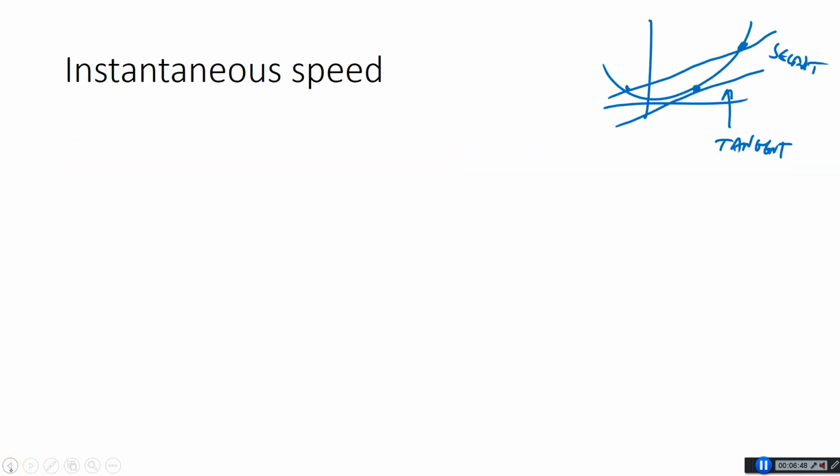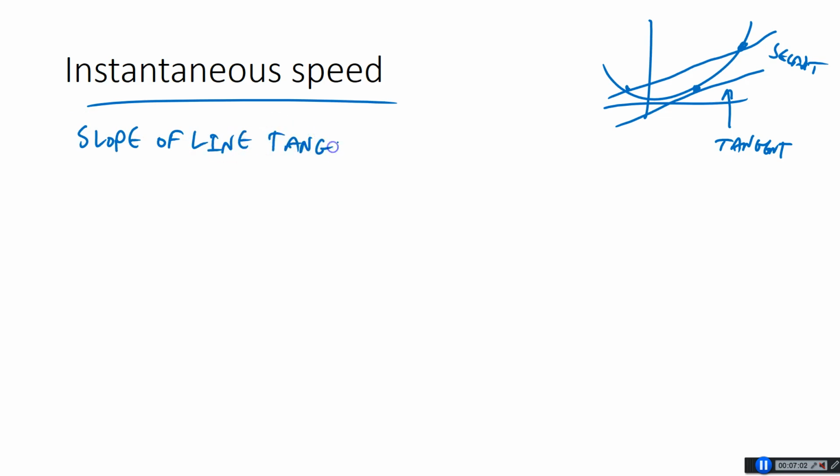So instantaneous speed. Let's talk about what instantaneous speed means. Instantaneous speed is going to be the slope of the line tangent to the distance curve, the distance graph.